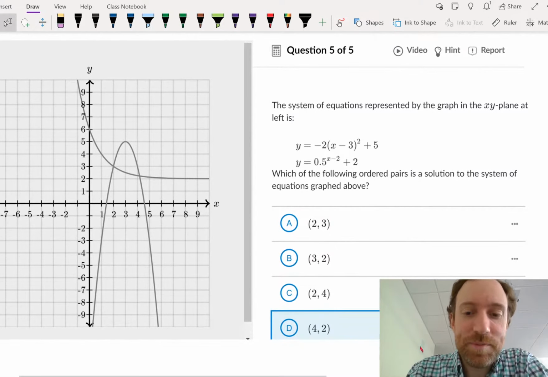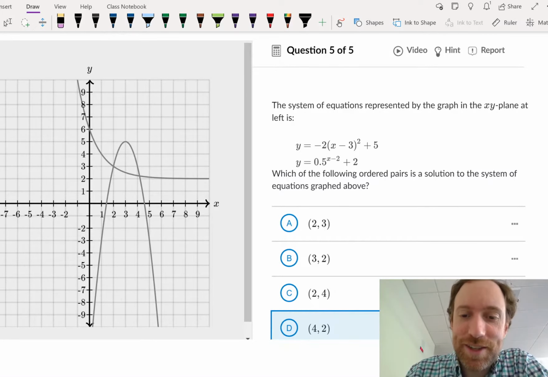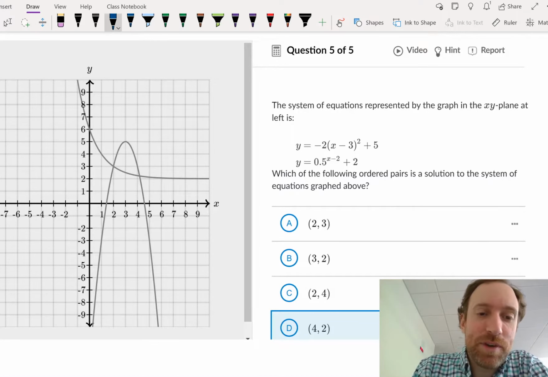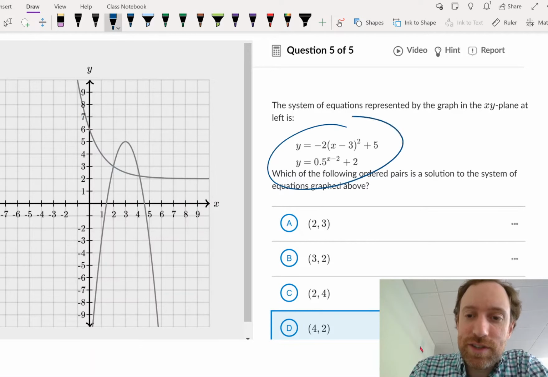Here's another example. This doesn't look like the right answer. I don't know why this is highlighted. So this is a random screen snippet, but this is an example of where you have a quadratic equation and this is an exponential, as you can see here.